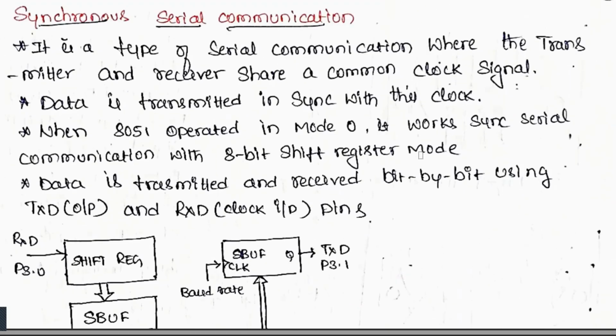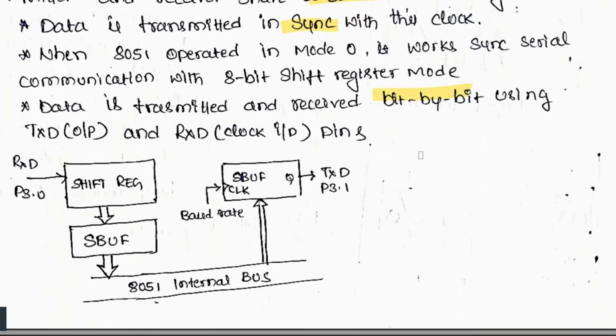Synchronous serial communication is a type of serial communication where the transmitter and the receiver share a common clock cycle, so the data is transmitted in sync with the clock. When the 8051 is operated in mode 0, it works as a synchronous serial communicator in 8-bit shift register mode. Data is transmitted and received bit by bit using TXD, the transmitter output, and RXD for the input.